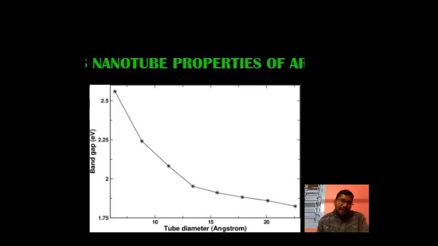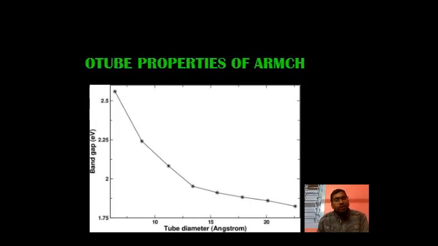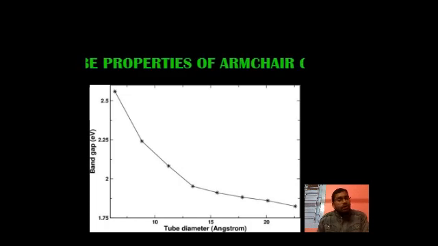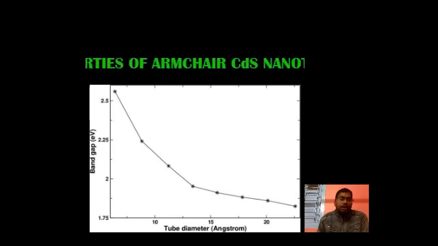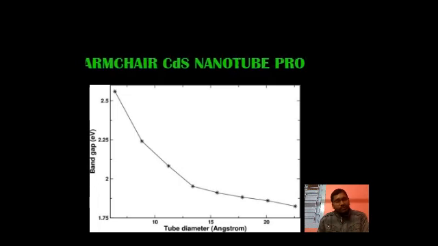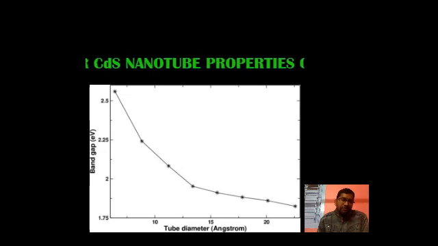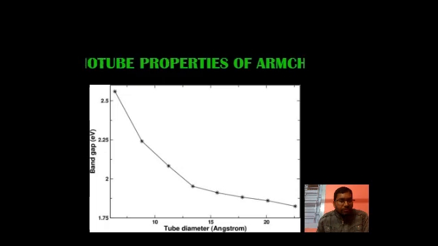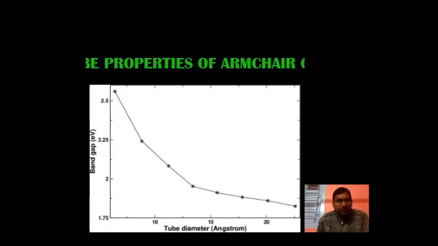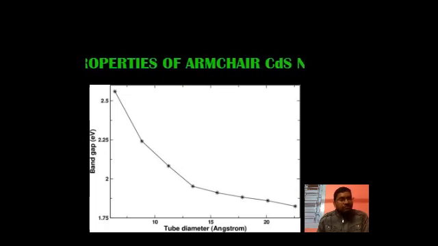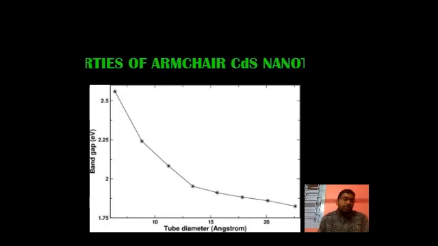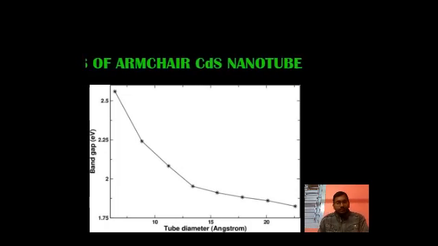Now this is another important property of cadmium sulfide nanotubes. We see here that as you increase the diameter of the tube, its band gap decreases. This is an important phenomenon. You can see that we are increasing the diameter and its band gap decreases. The band gap decreases from 2.5 eV to almost 1.7 eV. So this is an important phenomenon for cadmium sulfide nanotubes.